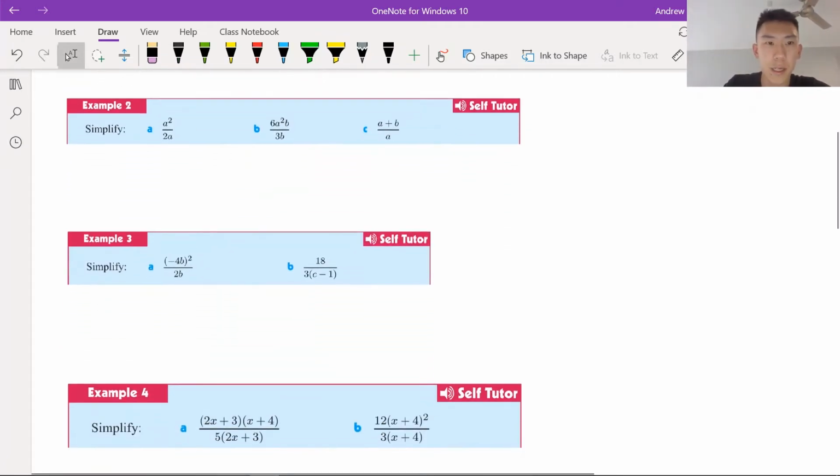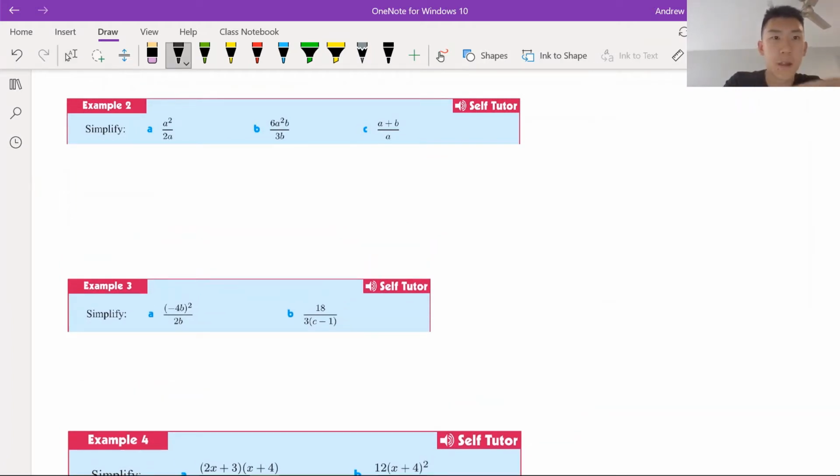Let's move on. Okay, simplify. So remember, we can always cancel out factors. So that means an A in the numerator and the denominator can go, so that's what we're left with, A on 2. For this one, 6 and 3 become 2 and 1. Factor of 3 can go, and then A squared has to stay, and then B can go as well, so 2A squared.